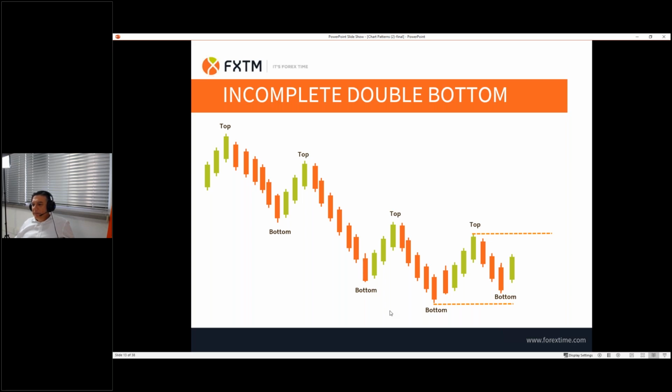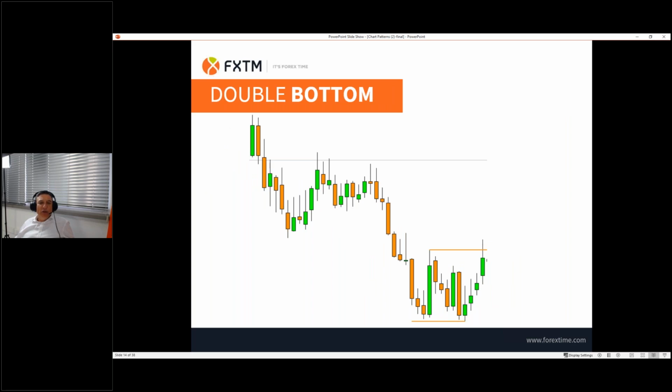Very good. We go on. And this is a snapshot from a real chart. You see that is a beautiful double bottom, and it looks like that, just like our slide.